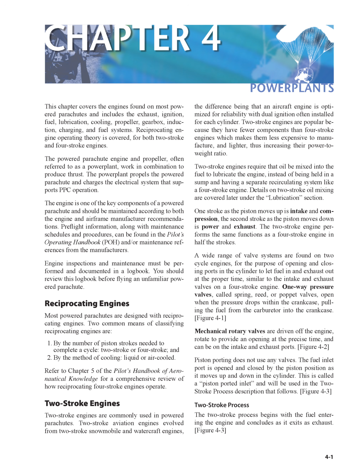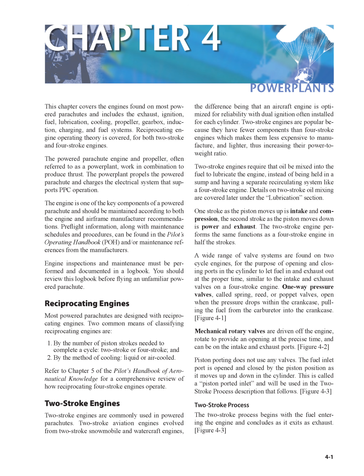Reciprocating engines. Most powered parachutes are designed with reciprocating engines. Two common means of classifying reciprocating engines are, 1. By the number of piston strokes needed to complete a cycle, 2-stroke or 4-stroke, and 2. By the method of cooling, liquid or air-cooled. Refer to Chapter 5 of the Pilot's Handbook of Aeronautical Knowledge for a comprehensive review of how reciprocating 4-stroke engines operate. 2-stroke engines. 2-stroke engines are commonly used in powered parachutes.